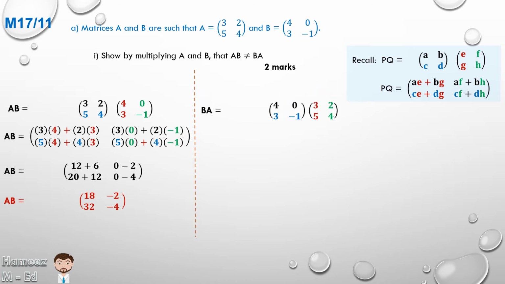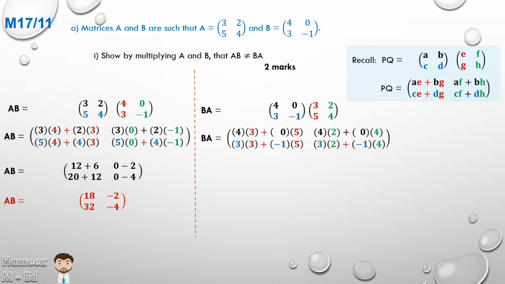So let's switch the matrices, and we maintain that in the first matrix, the top row is in black and the second row is in blue, and the first column in the second matrix is red, and the second is green, because whatever the first matrix's rows are, they are multiplied by the columns of the second matrix. So BA will give us 4 by 3 plus 0 by 5, and then 4 by 2 plus 0 by 4, and then 3 by 3 plus minus 1 by 5, and then 3 by 2 plus minus 1 by 4, and we can simplify.